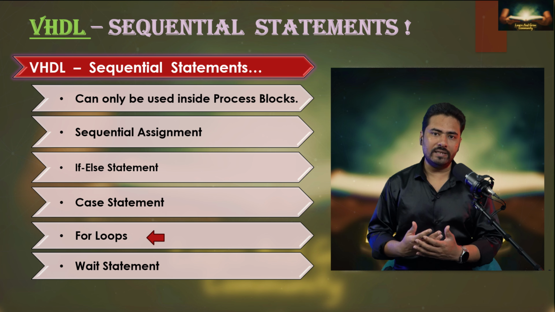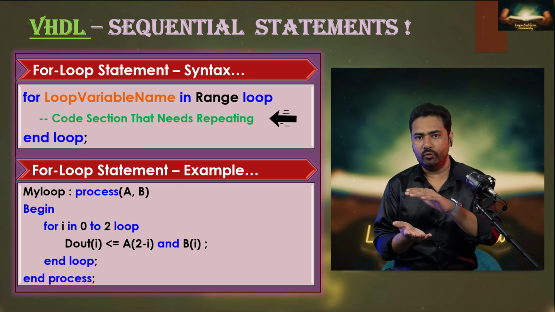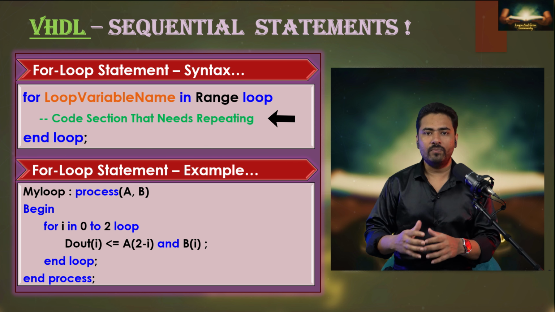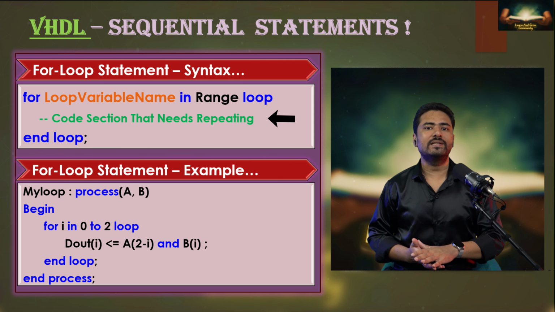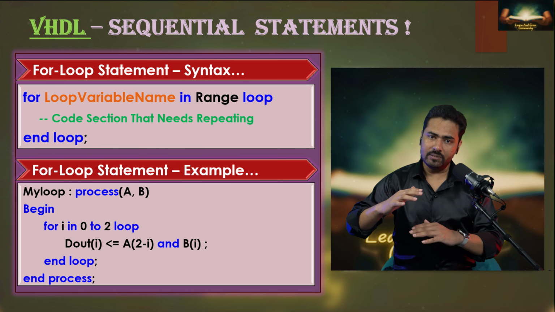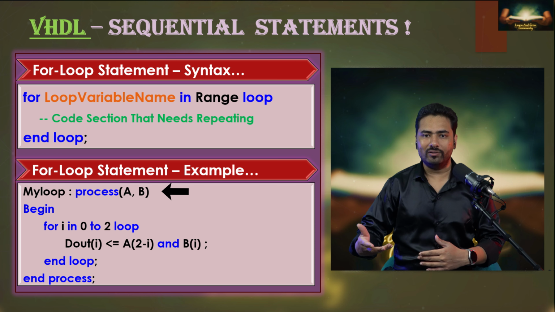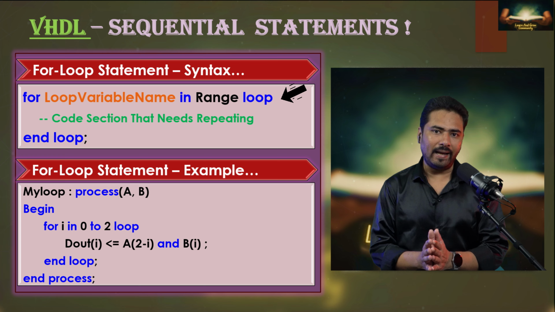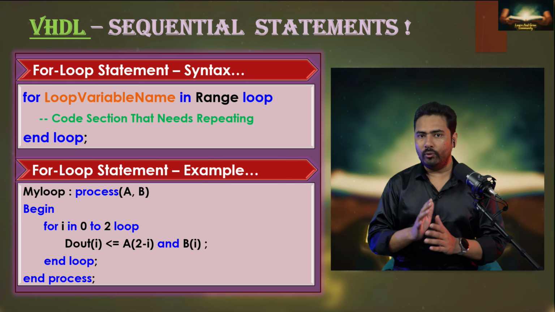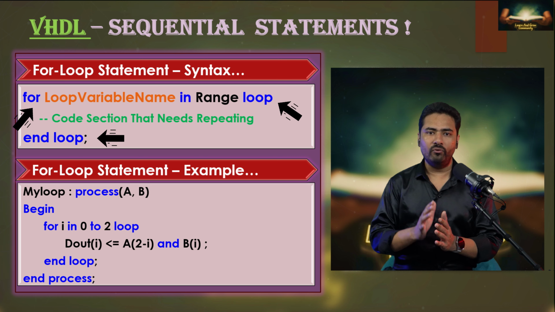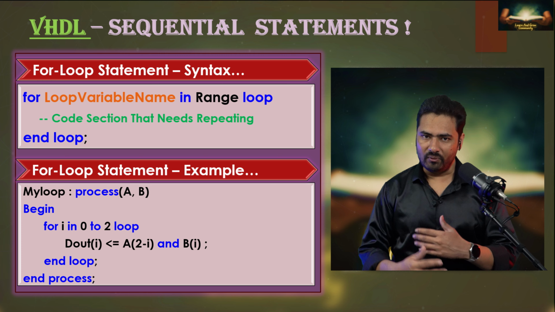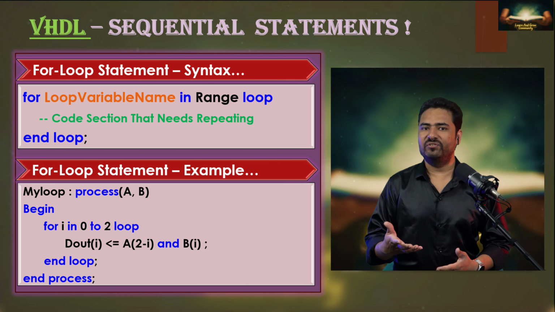So let's start. In VHDL, for loops are used to repeat a section of code a fixed number of times. And because it is a sequential statement, it must be written inside a process block. Here is the basic syntax of a for loop, and you can see the keywords highlighted in blue color. Before we start, let's have some basics first.